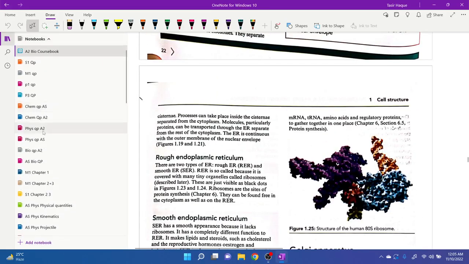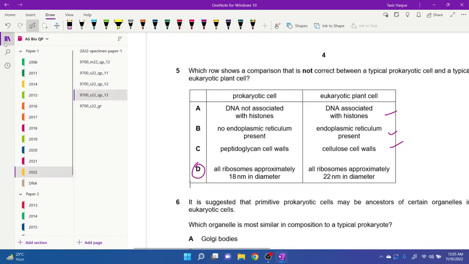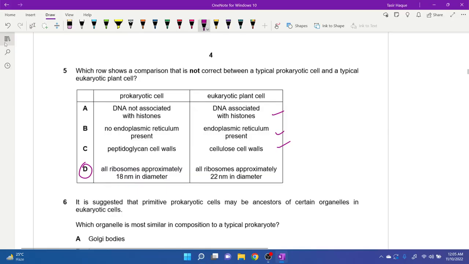So it's 22 and 18 apparently. I know that it's around 20 nanometers approx, the 80S ribosome. So yeah, the 70S would be slightly lower. But you guys need to understand that eukaryotic plant cells also have chloroplast, which is a prokaryote. So 18 nanometer ribosomes would also be present there, okay?